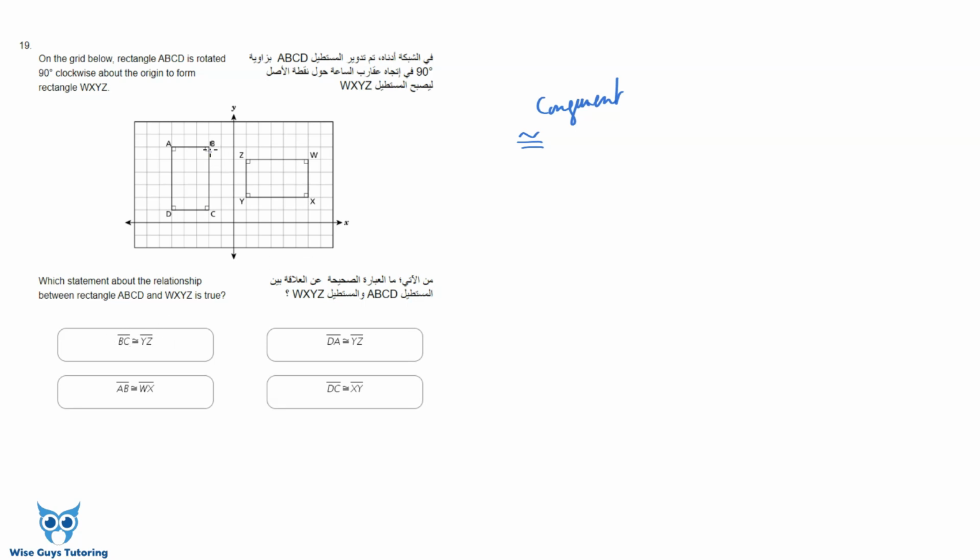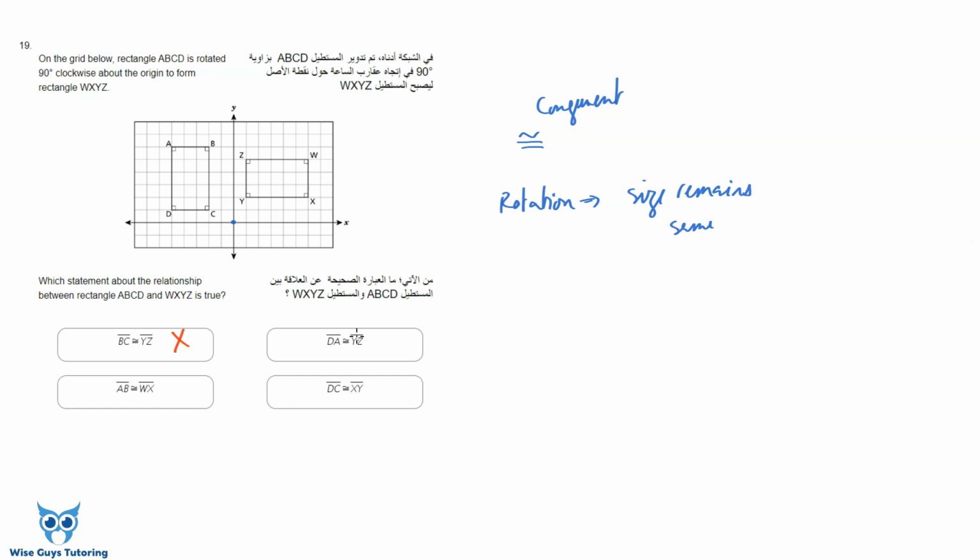If you look at BC, which is 1, 2, 3, 4, 5 units long, is it the same as YZ, which is 3 units long? No, it is not. Because when we are doing a rotation, the size does not change. That's important. In rotation, the size remains the same. All the lengths remain the same. You can't grow and you can't shrink by rotation. You just change the orientation. So if this one has changed, this one is definitely out.